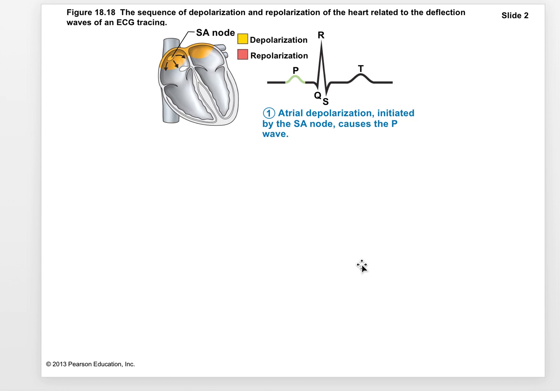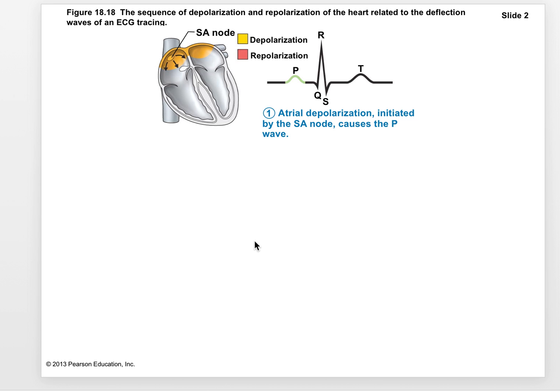We'll look at the different waves separately and we'll look at the sequence of events of the cardiac conduction system. First of all, the SA node is considered the pacemaker of the heart. That's the section of the heart that sets the pace for the heart rate.